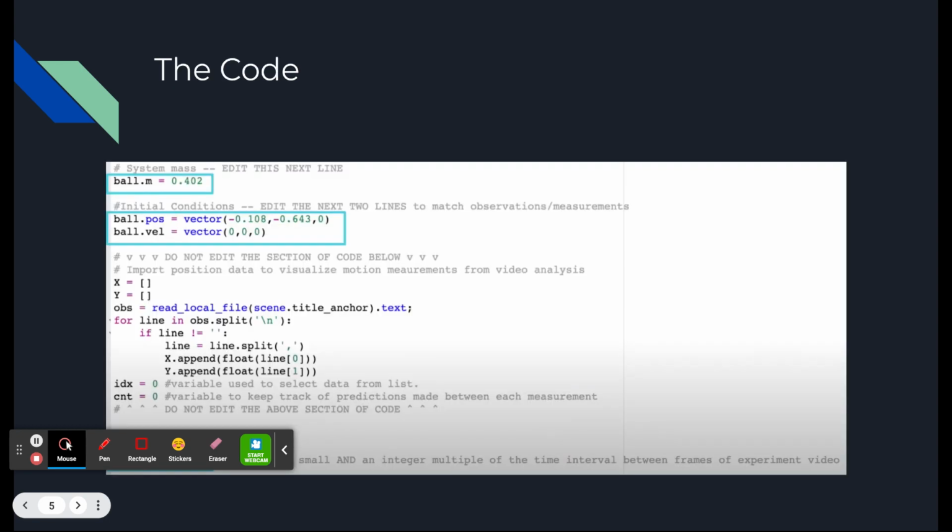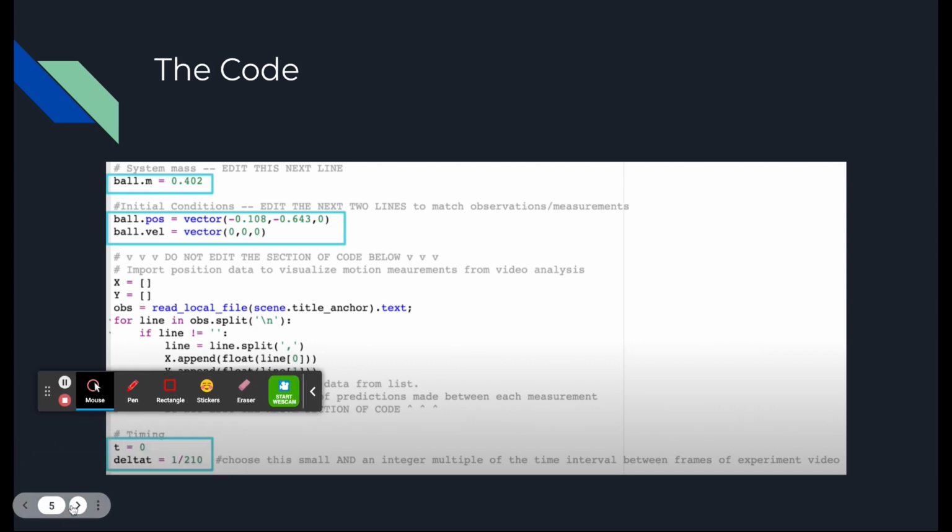And here's the beginning of my code for the mass. It was given that it was 0.402. And then for position, I just copied the position vector at the first frame that I tracked, so at t equals 0. And then the velocity vector in the beginning was starting from rest, so I just set that equal to 0. And then at the bottom, t equals 0 is where we're starting, and delta t is 1 over 210.